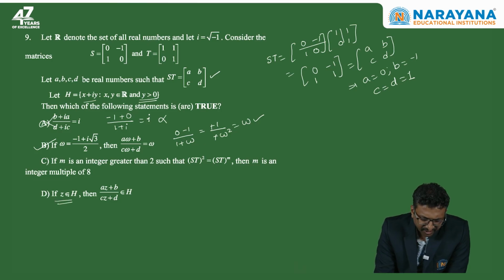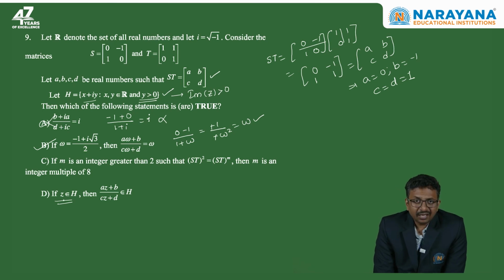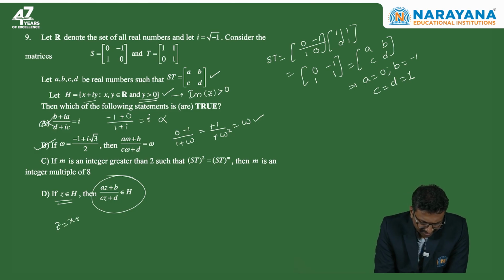If Z belongs to H, what is H? X plus IY, where X and Y are any numbers, but Y is greater than 0. That means if the imaginary part of the complex number is greater than 0, then it belongs to H. So if Z is a complex number with positive imaginary part, will AZ plus B by CZ plus D also have a positive imaginary part? So let Z is equal to X plus IY, where Y is greater than 0. So AZ plus B, A is 0, right? So minus 1 by Z plus 1, which is equal to minus 1 by X plus 1 plus IY, if you put Z is equal to X plus IY.